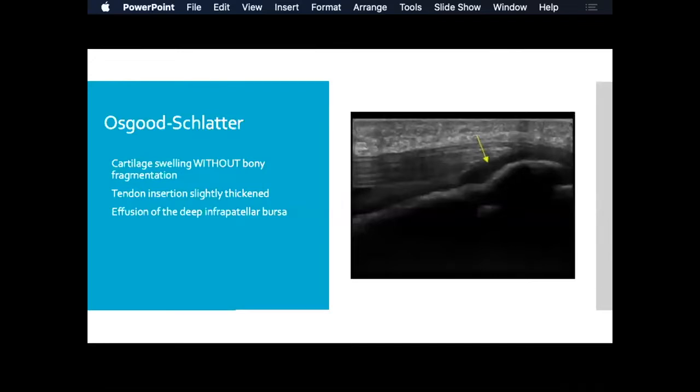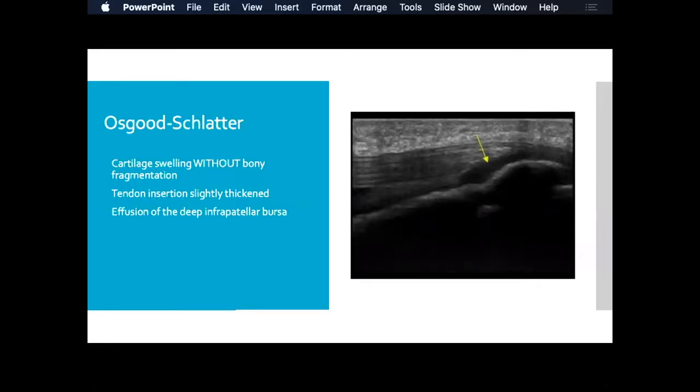But one nice thing about ultrasound as compared to x-ray for this is that, because ultrasound picks up soft tissue so much better than x-ray, you can see things that are earlier in the development of Osgood-Schlatter that you might not be able to see with an x-ray. So this is showing cartilage swelling without bony fragmentation. You see that the tendon insertion is slightly thickened, and you see an effusion of the deep infrapatellar bursa where that arrow is pointing. That's not something you would see if you sent your patient for x-rays.